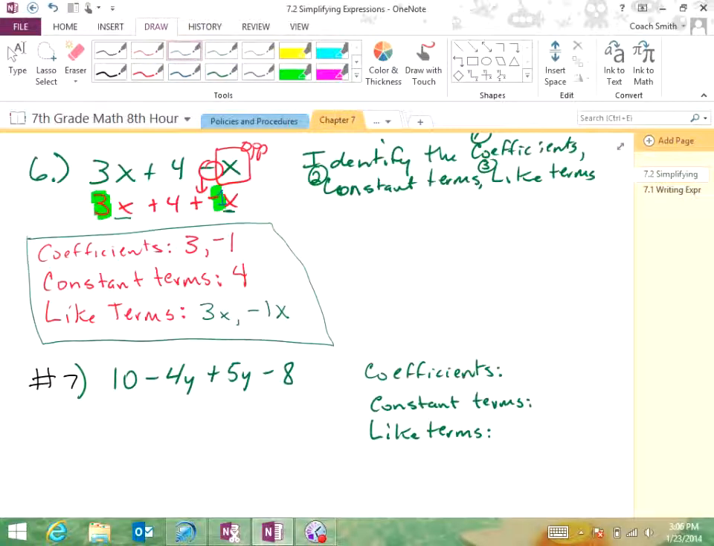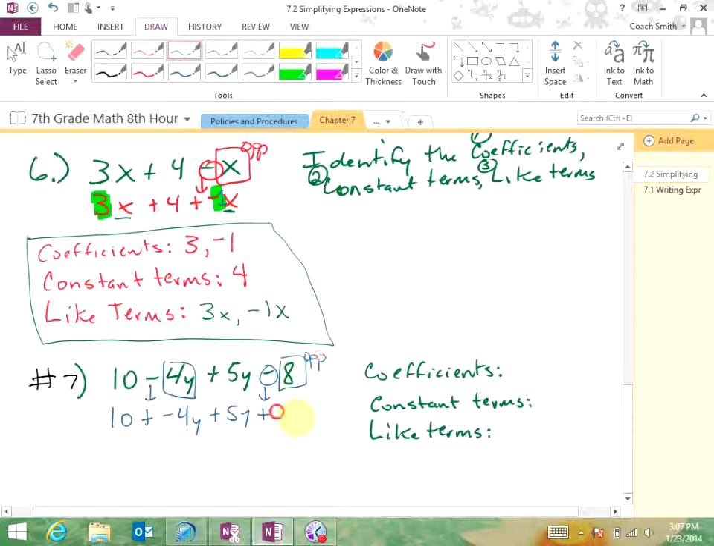Let's look at this, see if you've come up with the same answers. First thing, I have to change that to addition, do the opposite of that, which is negative 4y, plus 5y, change that to addition, and do the opposite of that, which is -8.